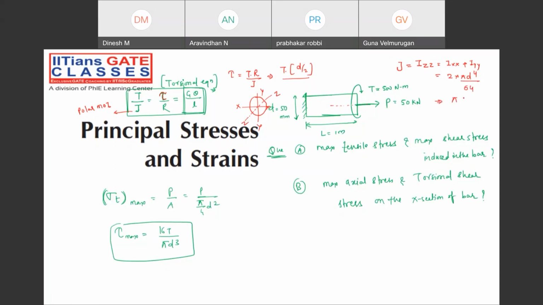So from here you will be calculating. Once you know the J value, you can substitute pi d power 4 by 64. So you will get 16T into 2 divided by pi d cube. Are all of you understanding how we got the equation for the maximum torsional shear stress? Check it out.